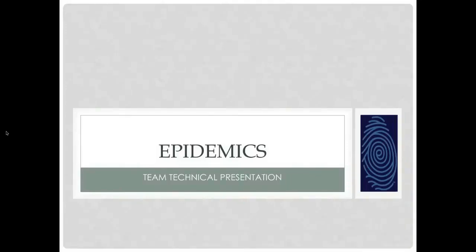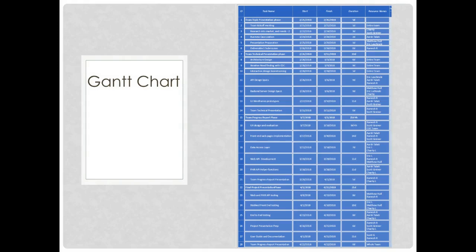Epidemics Team Technical Presentation. In this presentation, we present our technical approach to our asthma control application. Our project team has completed the team topic presentation phase with research and business case components, and with this presentation, we've completed the team technical presentation phase, including architectural design, an environment hello world, and front-end wireframes. Next, we enter the team progress report phase and focus on building our application.